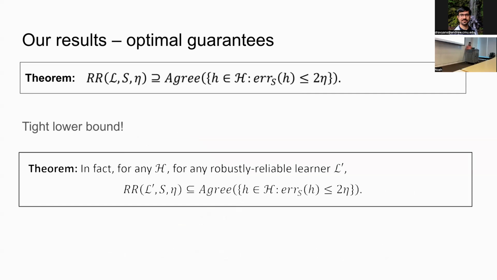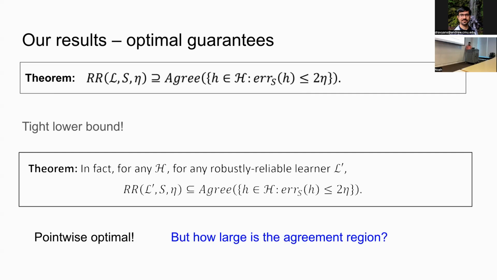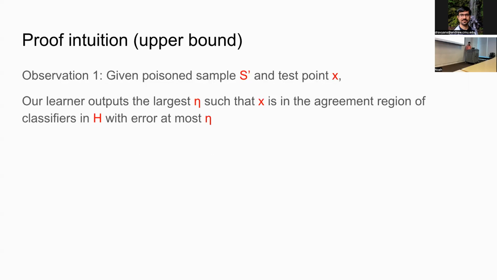Okay. And interestingly, this is a tight characterization, in the sense that we also show that for any hypothesis space H and any robustly reliable learner L prime, the robustly reliable region will always be contained in the agreement region of classifiers with error at most 2 eta. And I'll give intuitive proofs for these. The nice thing about this result is that it is pointwise optimal: it characterizes the maximum amount you can certify under our definitions. Right, so there's also the question of how large the agreement region is, and we'll give some examples of how large this is. But I'll come to that. First, let me start with the proof for the upper bound.